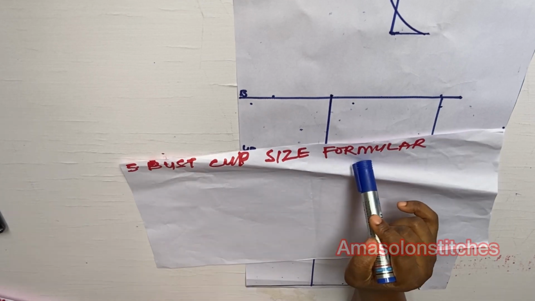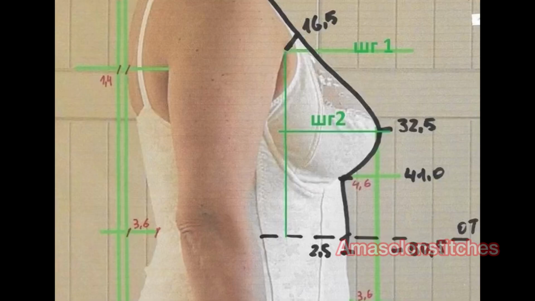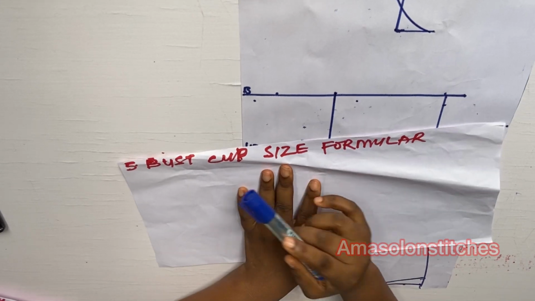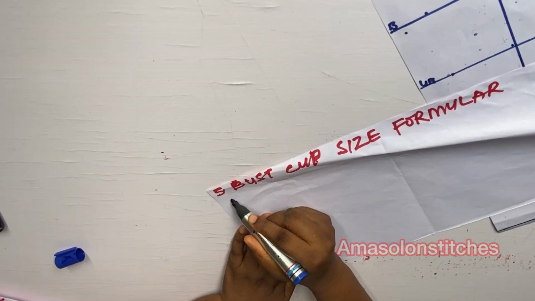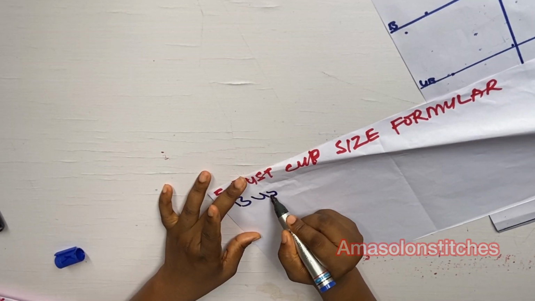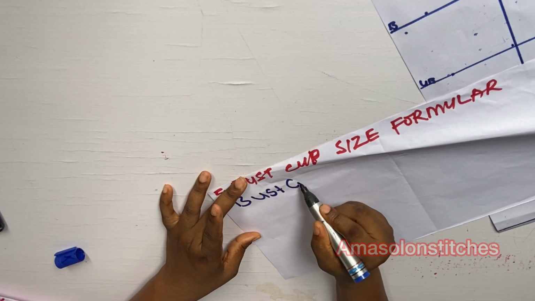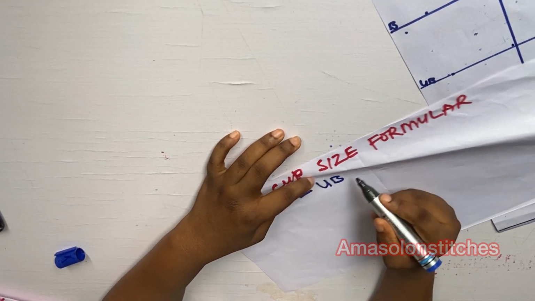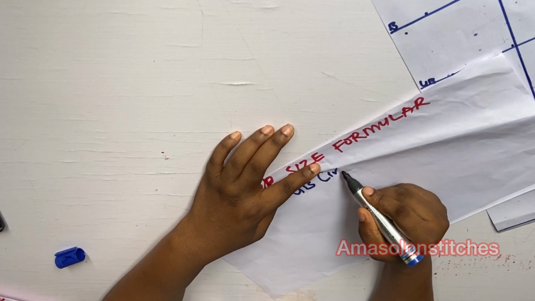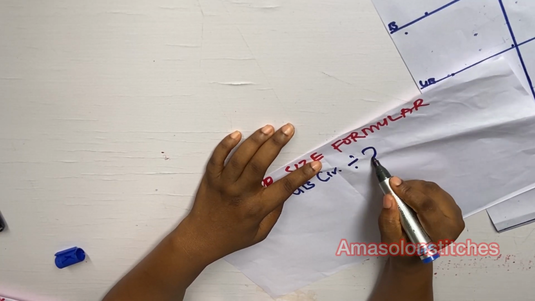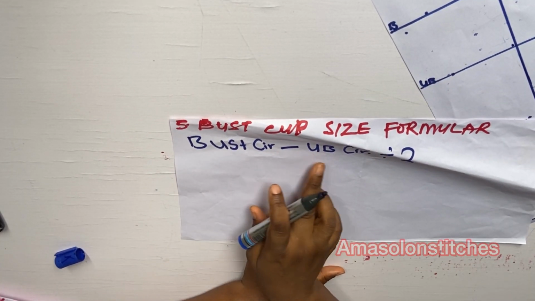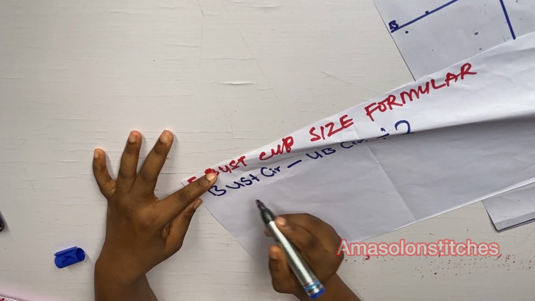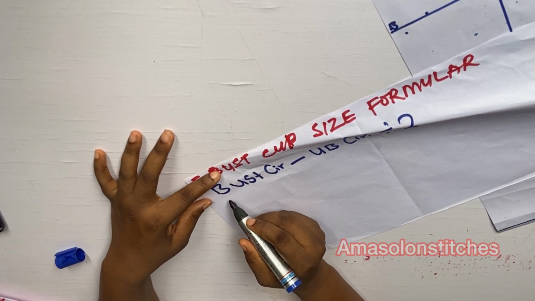Then this is your bust cup size. This is where a lot of people get confused. How do I contour my underbust? How do I contour my bikini? This is how you're going to do it. To get your bust cup size formula, take your bust circumference minus your underbust circumference. Let me take that again: your bust circumference minus your underbust circumference.